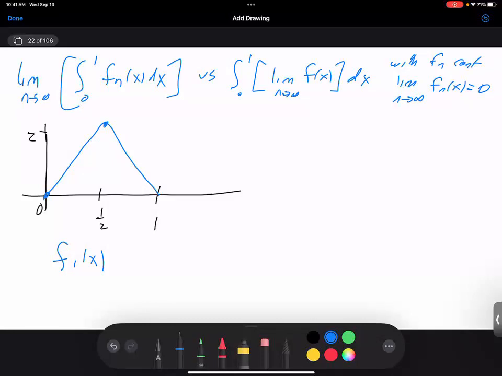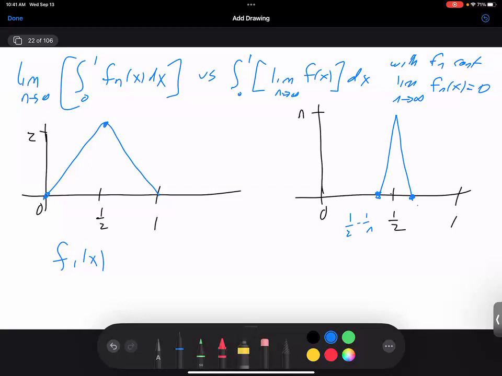Well, let's see what would happen. So here's 1/2, here's 0, here's 1. And let's say I'm looking at now maybe the nth triangle. I could do something like this. And maybe I'll choose it to have height n. And maybe this is 1/2 minus 1 over n, and this is 1/2 plus 1 over n. So the base is going to be 2 over n. The height is n, so the area is going to be 1. What's the problem with that if that's my next function?